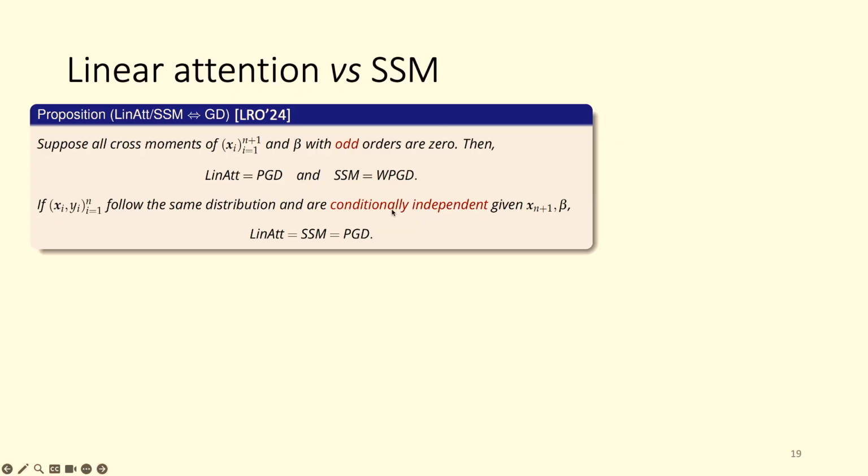So overall, one conclusion is that under some general independence conditions, we are showing that as long as, from the query's point of view, everyone else looks similar, then linear attention is exactly the same as SSM in the one layer I'm talking about, in the optimization landscape, because there's no need to weight anything. All the context looks similar to the query. In that case, everything is equal.